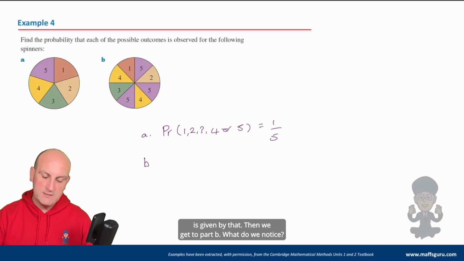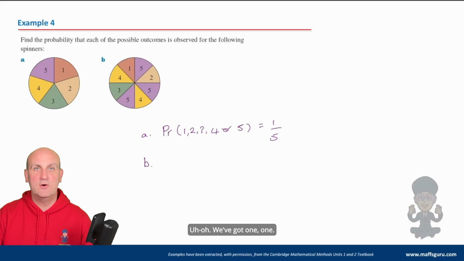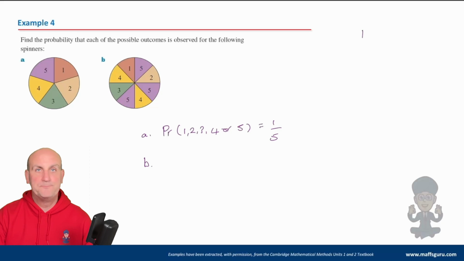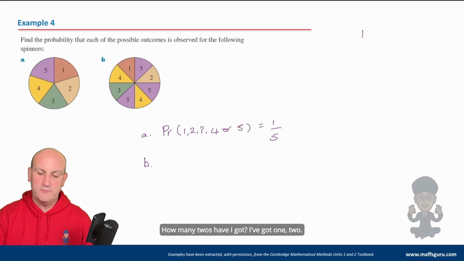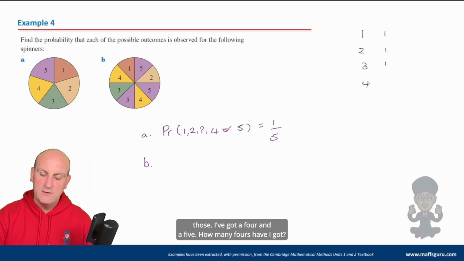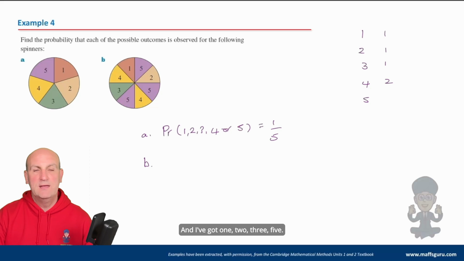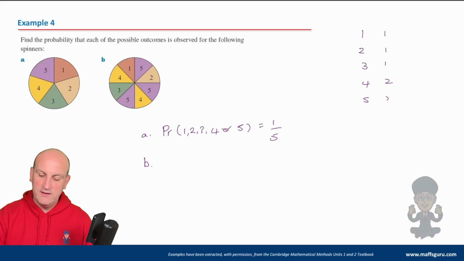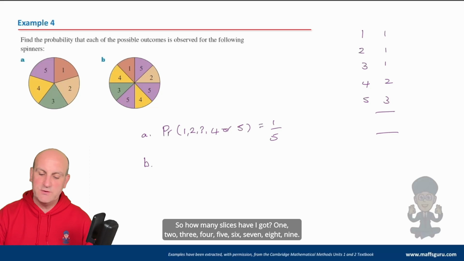Then we get to part B. What do we notice? We've got 1, 1. How many 2s have I got? I've got 1, 2. How many 3s have I got? I've got 1, 3. So I've got one of those, and one of those. I've got a 4 and a 5. How many 4s have I got? I've got 2 4s. And I've got 1, 2, 3, 5. So how many slices have I got? 1, 2, 3, 4, 5, 6, 7, 8, 9.